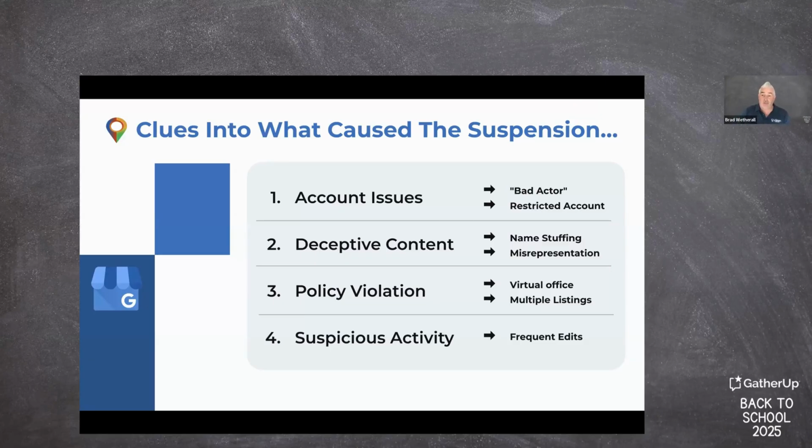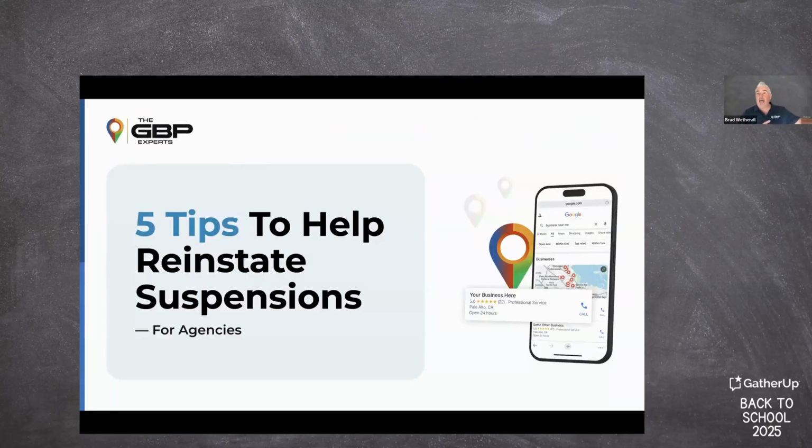And then the last one, suspicious activity, right? This is a little bit harder to diagnose, often driven by lots of frequent edits in a short period of time that just look like spammy behavior, right? Like suspicious activity. So given that, I'm going to give you my 5 tips to help reinstate suspended listings.